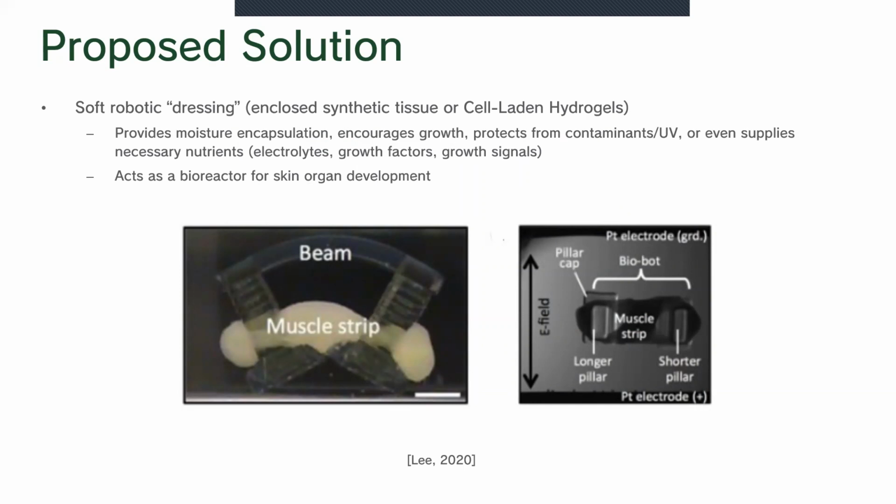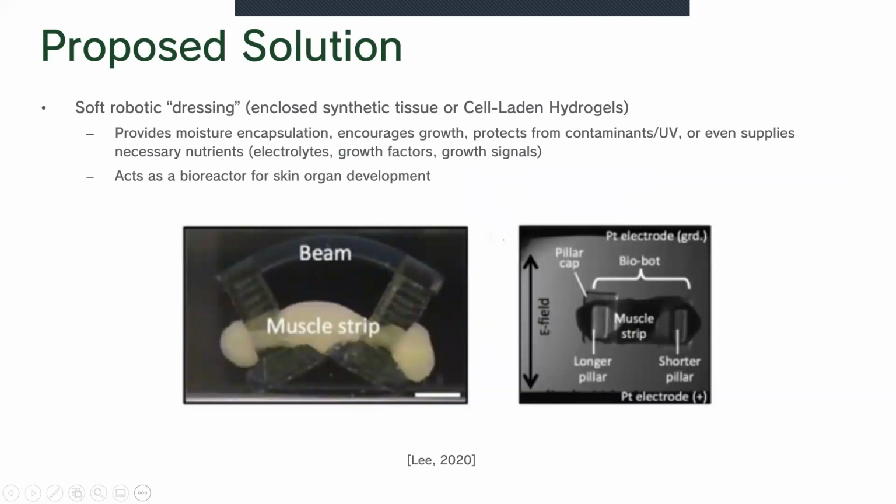And this entire assembly I'm talking about will act as a bioreactor for the skin organ development. And we can develop this in the lab. The picture on the bottom left actually shows a type of soft robotic hydrogel that was used to make muscle strips.